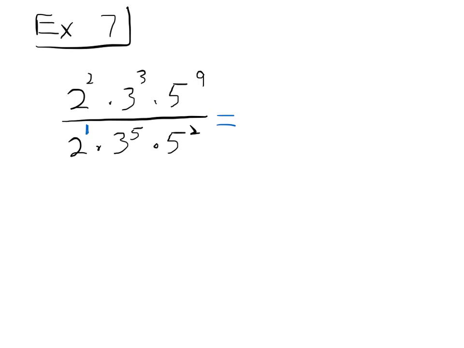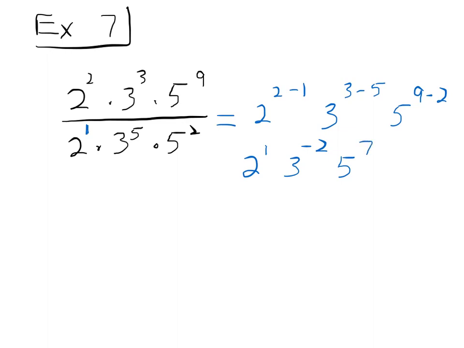So this one would be 2 to the 2 minus 1. This one would be 3 to the 3 minus 5. And then this one would be, not equals, still multiplying all these. This would be 5 to the 9 minus 2. When we simplify this, it would be 2 to the first power, 3 to the negative 2, and then 5 to the 7th power.